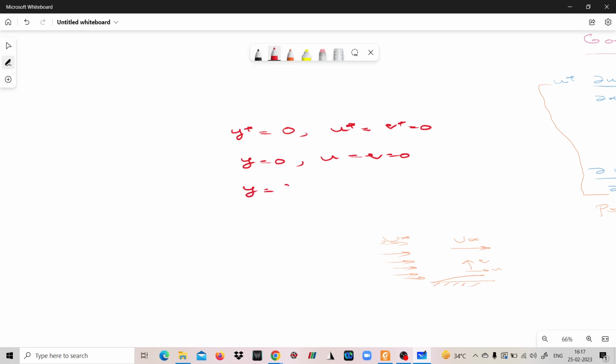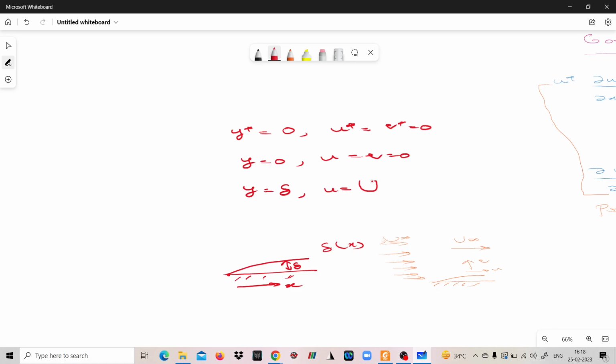Then at y equal to delta. So what is delta? Say this is our flat plate, the boundary layer thickness is denoted by delta. This delta is a function of x, where x starts from the start of the plate. So this is the x direction. At the edge of the boundary layer, that is at y equal to delta, the u velocity is equal to the free stream velocity. So these are the boundary conditions that are available. These are the basic concepts that you should know.